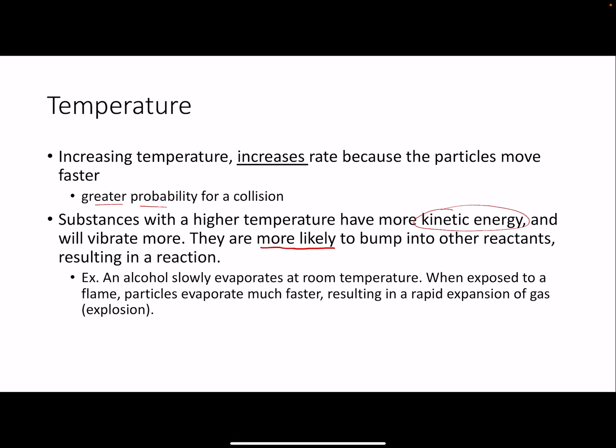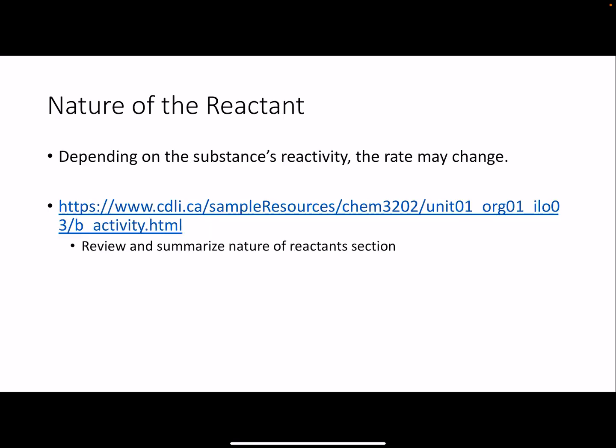So an example, at room temperature, an alcohol will evaporate. But if a flame, which is at a higher temperature, is exposed to it, the particles evaporate faster, and there's rapid expansion of the gas, which is similar to an explosion. So the temperature dictates the outcome as well. The products are the same as the reaction, just the fact that they're generated faster as an unintended outcome.